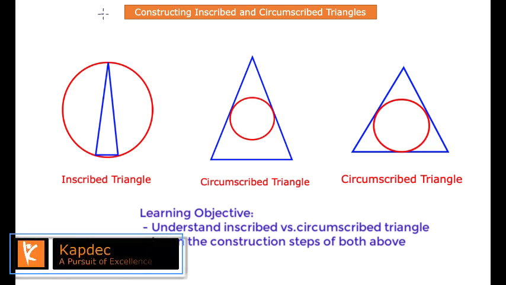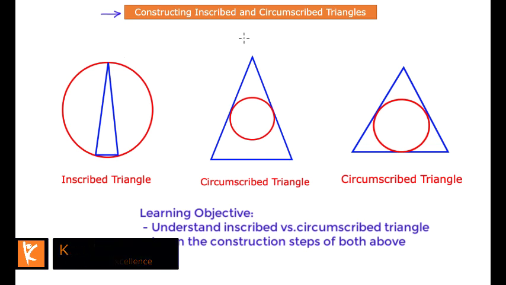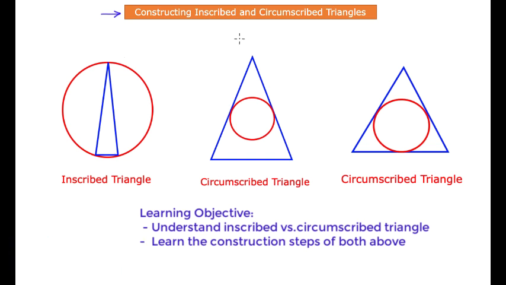Let's talk about understanding what an inscribed and what a circumscribed triangle is. Along with that, in this tutorial, we will also cover how to construct each one of those kinds of triangles. So in geometry, we define that a shape is called an inscribed shape if it is inside another shape. Take a look at diagram number 1.